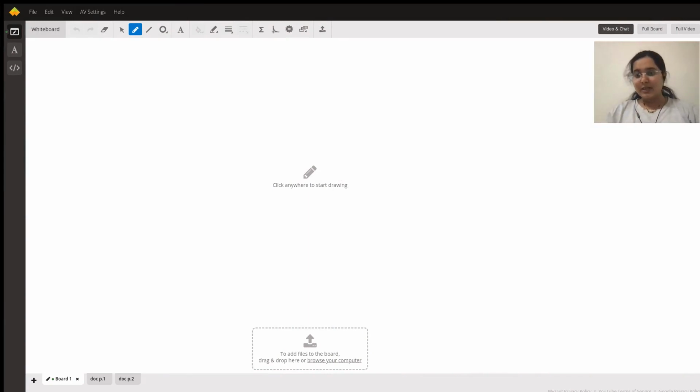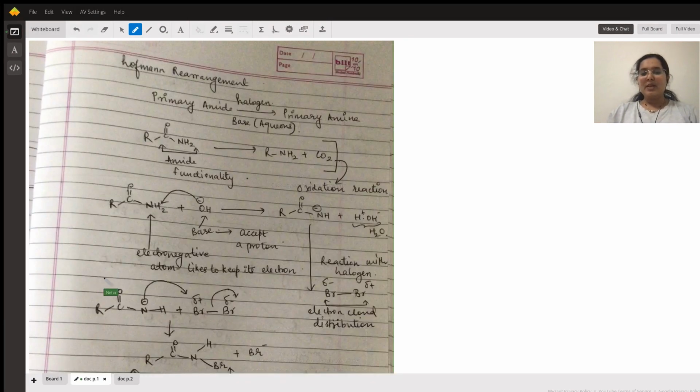In this tutorial, we'll learn about Hofmann rearrangement. I have a short PDF about how this rearrangement happens and every minute detail of the reaction sequence. The Hofmann rearrangement is a reaction that converts a primary amide to a primary amine in the presence of halogen. This reaction occurs in the presence of base and an aqueous medium.